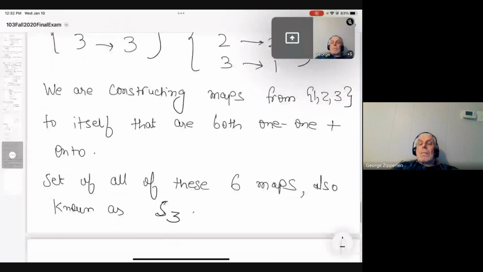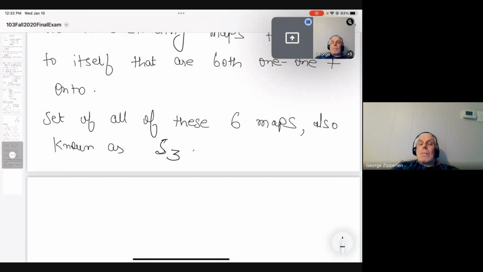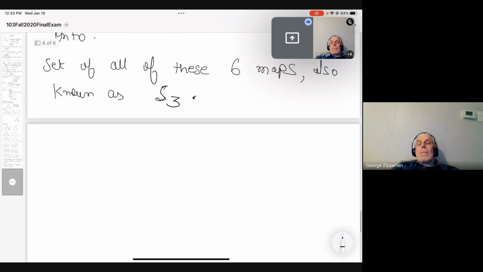So these are really all the maps. And then I was just explaining that if we take the set of all of these 6 maps, this set has another name. This is called S3. The capital S basically means symmetric, and 3 because we have 3 letters, 3 vertices. So this is also known as the symmetric group of 3 letters. In general, we also have a concept of S of n, the symmetric group of n letters.